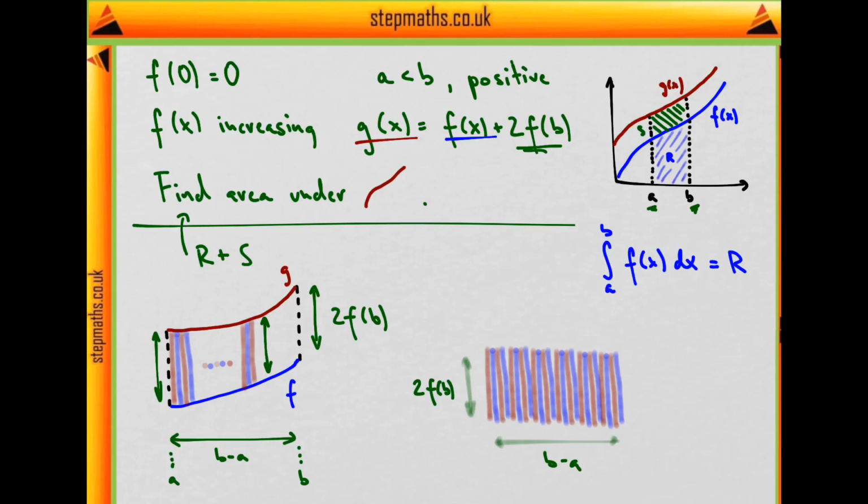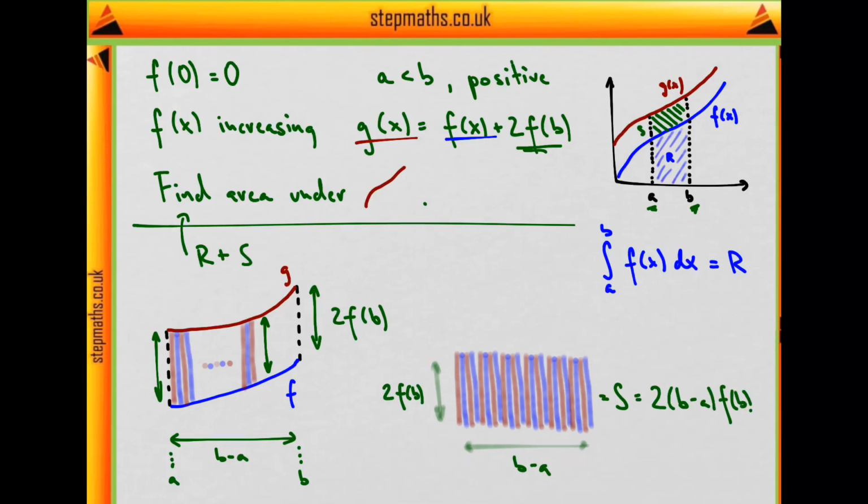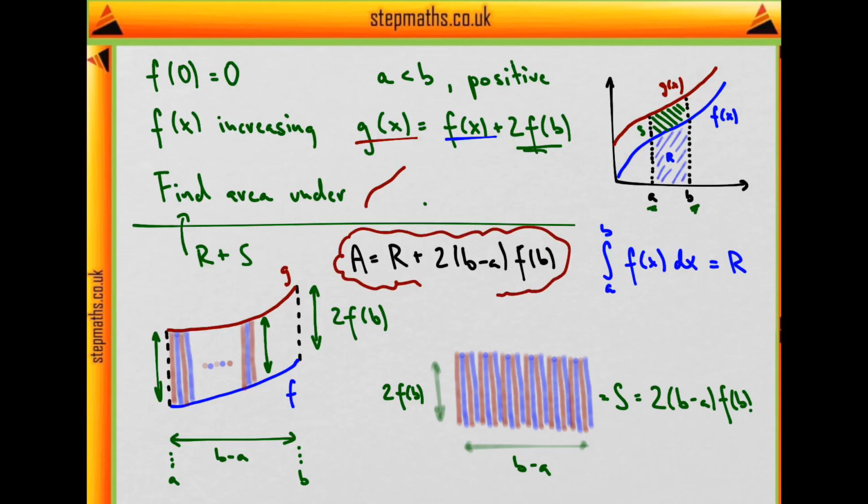And so it must be that s, which is the area of this rectangle, is 2(b minus a) f of b. And hence the area which we're supposed to find under the red curve is r plus s, which as we now know is r plus 2(b minus a) f of b. And that is the area which we were supposed to find, and in the exam it was under option B.